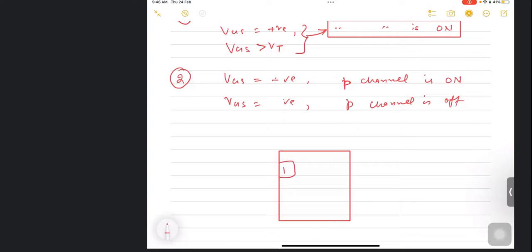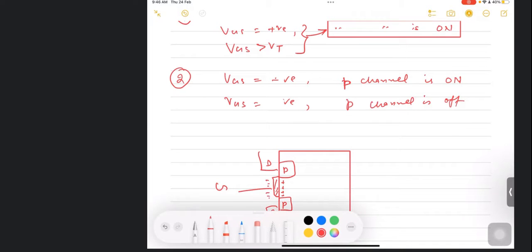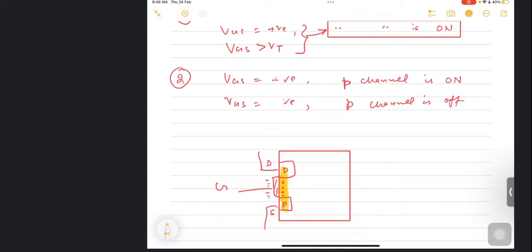In P channel, these two will be P, source and drain. This is drain, this is source, and this is gate. For making the channel, we need negative potential here, so that holes are attracted towards this side, and a channel is being formed, isn't it?